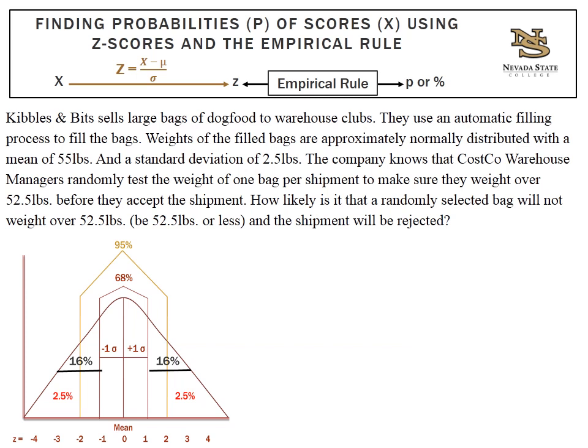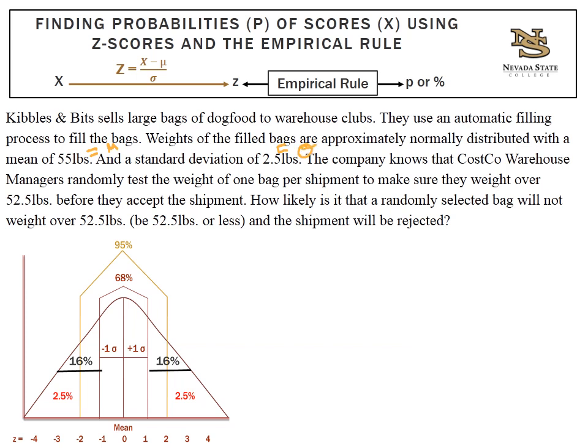Kibbles and Bits sells large bags of dog food to warehouse clubs. They use an automatic filling process to fill the bags. Weights of the filled bags are approximately normally distributed with a mean of 55 pounds. This is our mu. That's the population mean of all the bags that are filled in the process. Standard deviation of 2.5 pounds.